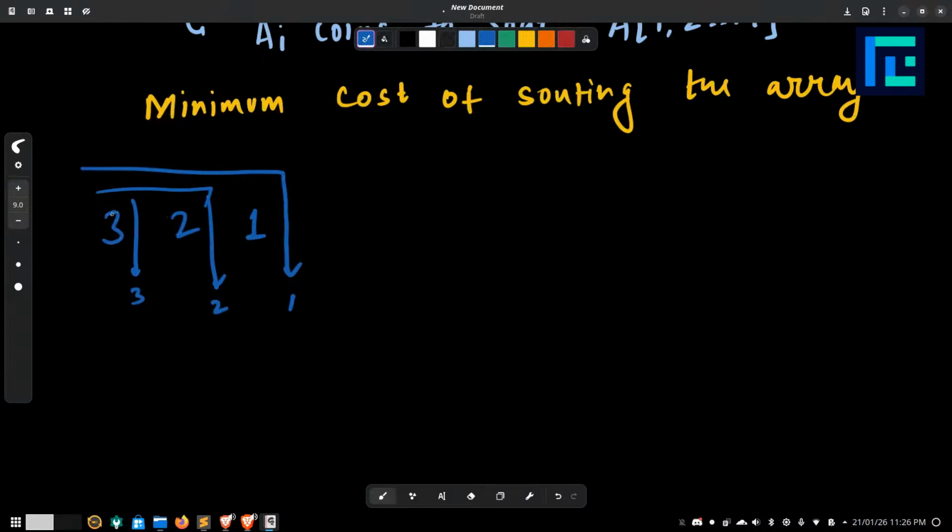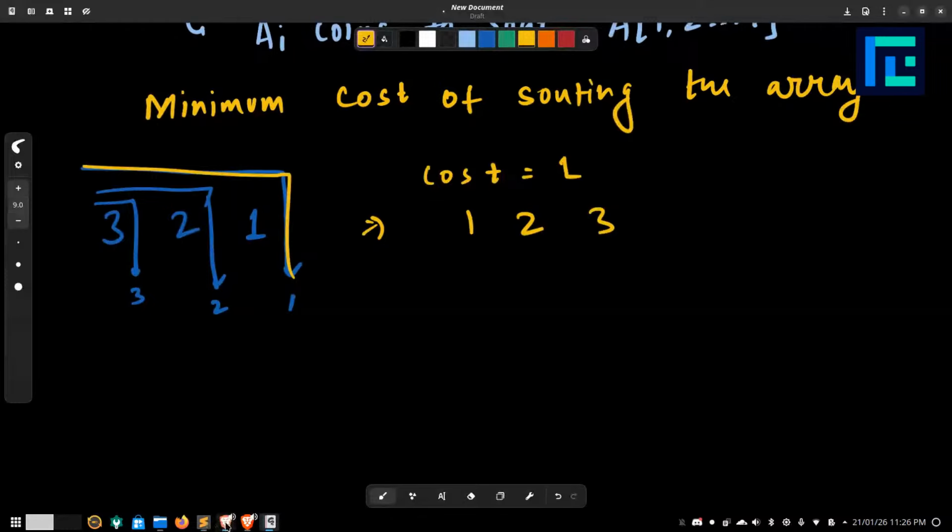So obviously we can see that we are paying more cost and sorting a small portion of the array. Instead of doing that, we can just pay a single coin and sort the whole array. So we'll be choosing this operation, and after performing it, the array would become sorted, and hence the minimum cost of sorting this array would be 1.